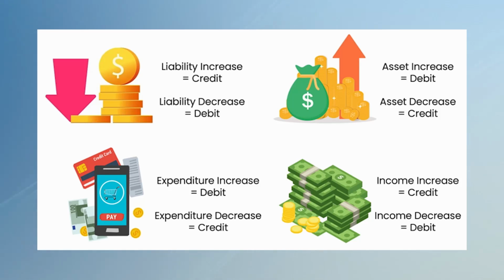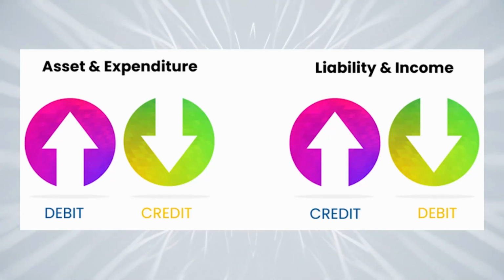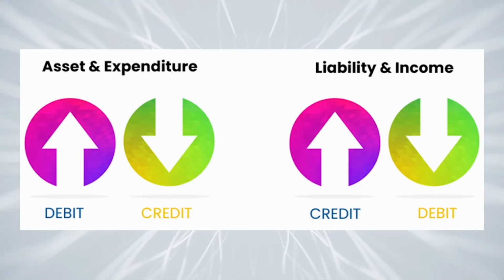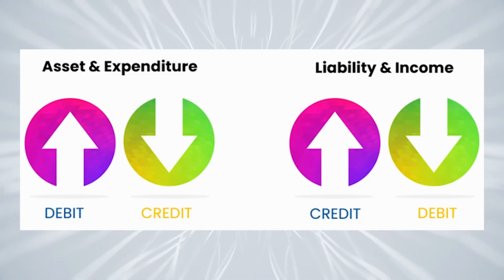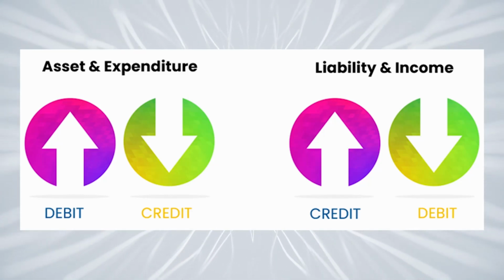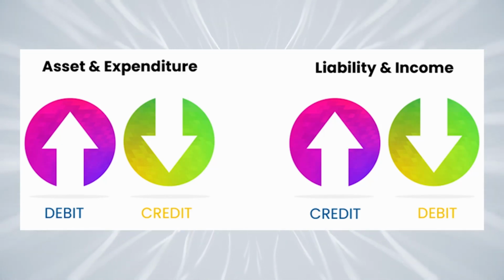Now you can see the liability rule is similar to the income rule. Similarly, the asset rule is similar to the expenditure rule. So not four rules, there are only two sets of rules, right? What are those two sets of rules? Here it is. When asset and expenditure increase, we have to debit it. When they decrease, we have to credit it. That is one set of rule. Second set of rule: when liability and income increase, you have to credit it. When liability and income balances decrease, you have to debit it. Only two sets of rules you have to understand and remember.